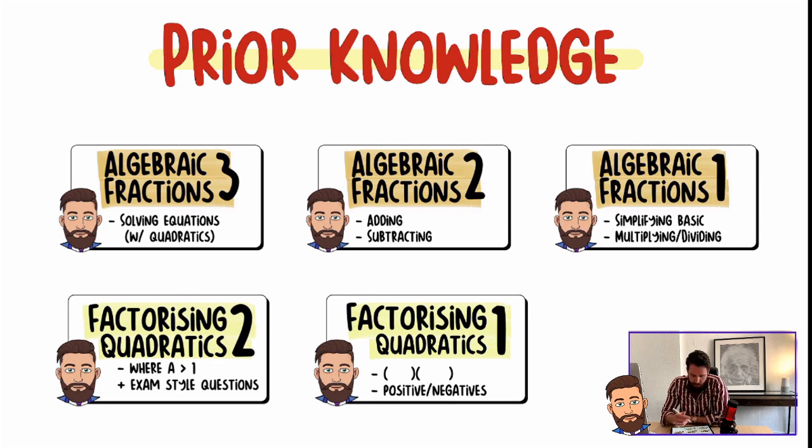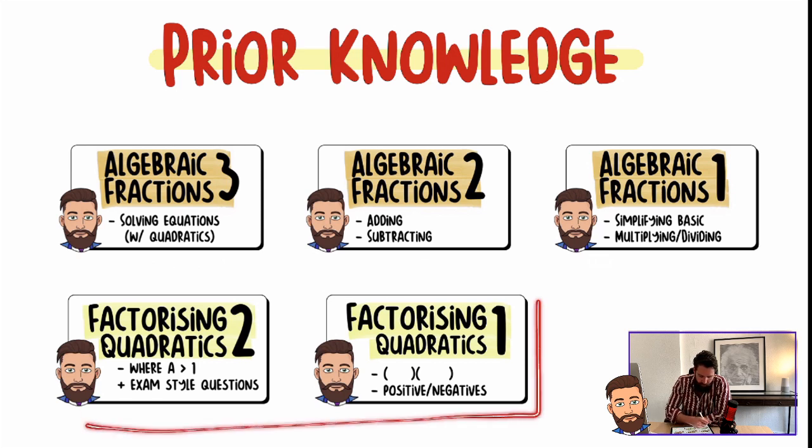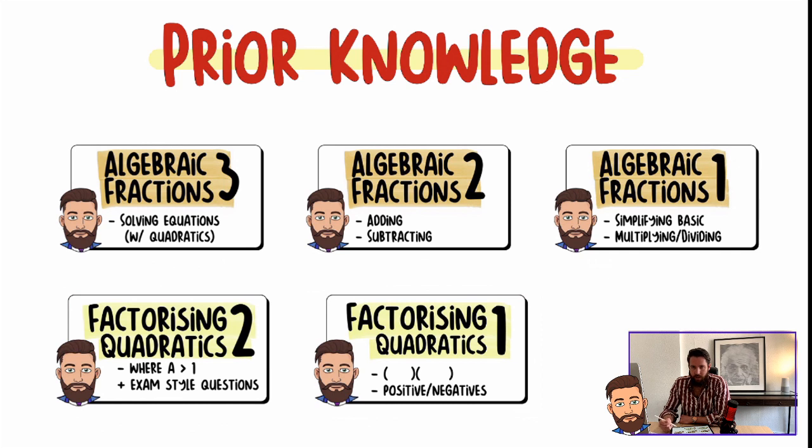What you should know before this are these 5 lessons here. So you should have already watched algebraic fractions 1, 2 and 3, because that's going to tie heavily into today, and also, probably more importantly, factorizing quadratics 1 and 2. You need to be able to factorize quadratics confidently to be able to simplify algebraic fractions that have quadratics in them. So if you haven't already, I highly recommend that you watch those videos before you watch this one and try this worksheet.